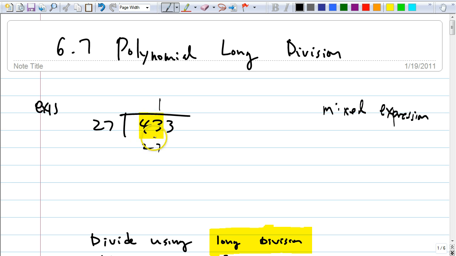Now, this is important, what do I do with 43 and 27? We subtract. Please keep that in mind. Minus, right? The whole thing is subtract. When I subtract this, what do I get? 16. Does 27 go into 16? No, it better not, because if it did, then the number that we chose is too small. So we bring down the 3.